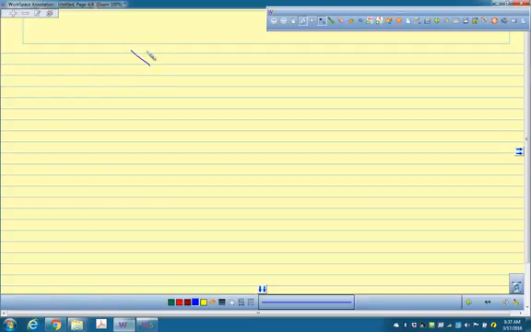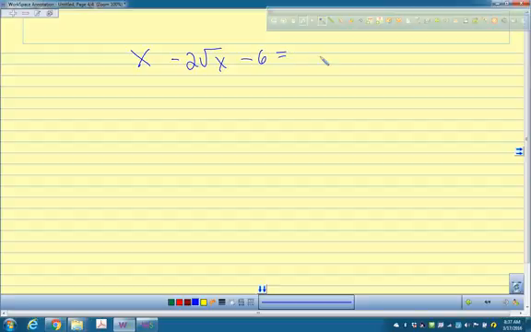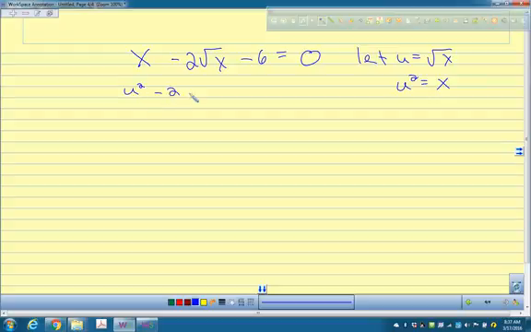So say I were to see something like this: x minus 2 root of x minus 6 equals 0. Okay? I'm going to let u be something again. Let u equal, guess what? Root of x. Because that means that u squared would be what? X, okay? So again, the factoring part is not that bad. So u squared is x. So here, in this case, you're plugging in a u squared for x: u squared minus 2u minus 6 equals 0.